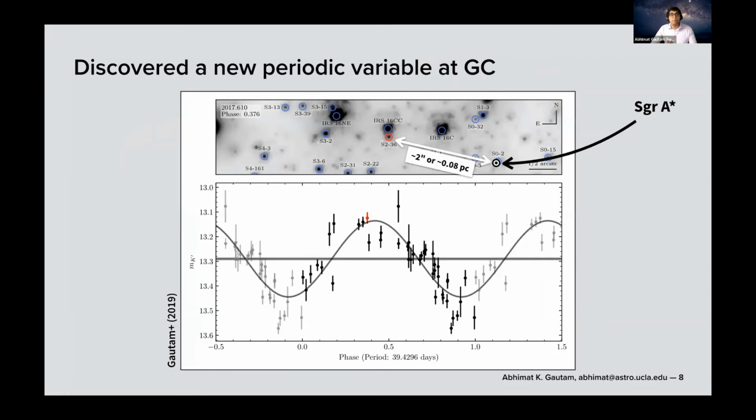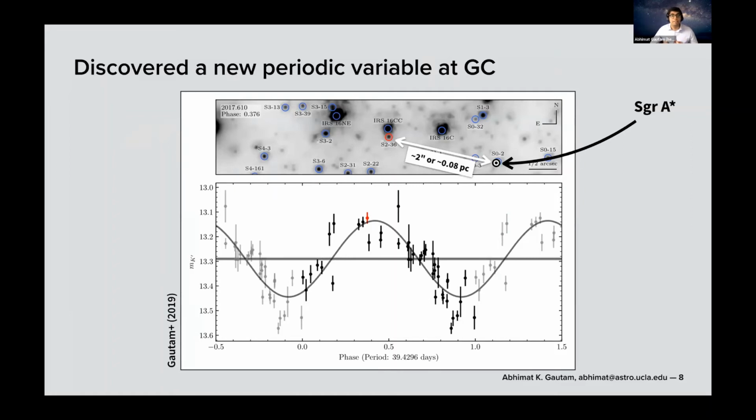So in a previous photometric variability study done with over 11 years of Keck imaging data, presented in Gautam et al. 2019, I identified a new periodic variable at the galactic center that may be one of these old binaries. And this is located just over 2 arc seconds from the location of the black hole at Sagittarius A* shown on the slide. And that translates to about 0.08 parsecs at the galactic center in projected distance.